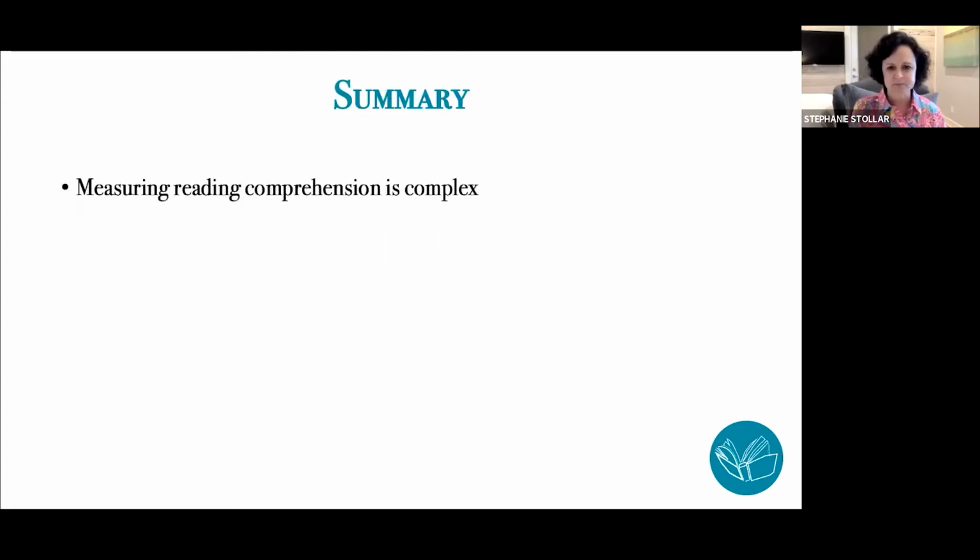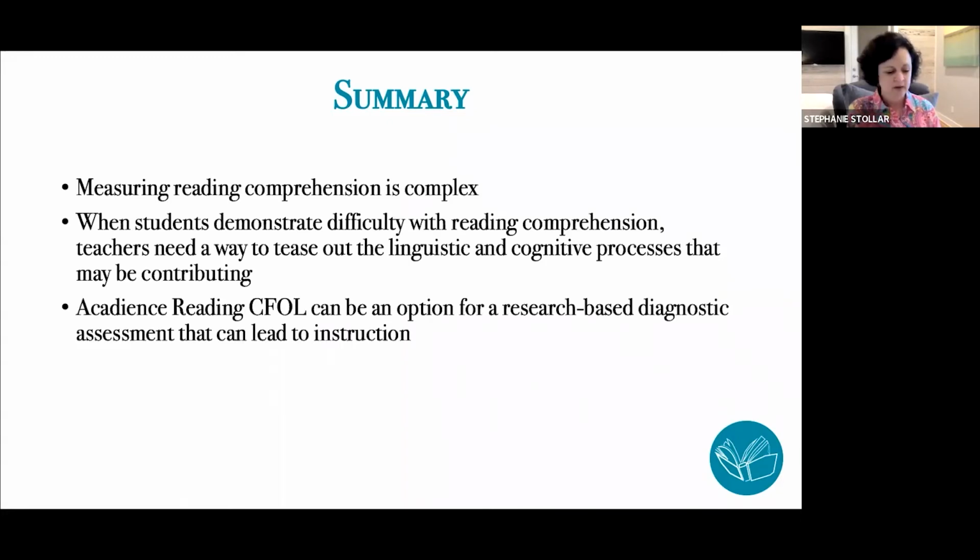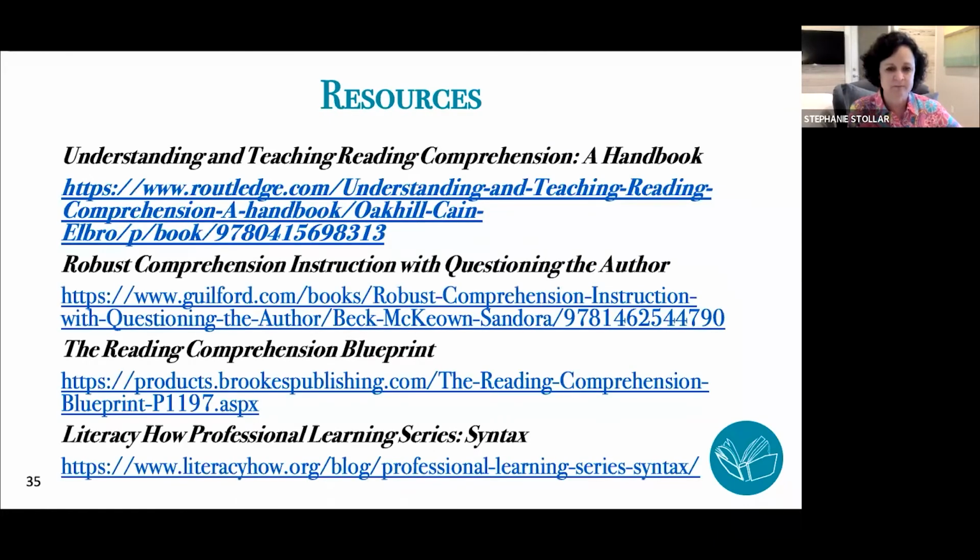So to summarize, as we started out, measuring reading comprehension is a complex activity. There is not a lot of agreement in terms of even what the construct of reading comprehension is, how it develops, what's related to it. And so measuring it is quite complex. When students have difficulty with reading comprehension, teachers need a way to tease out those underlying linguistic and cognitive processes, to sort through what's at the heart of that reading comprehension problem beyond strategies. Acadience Reading CFAL, Comprehension, Fluency, and Oral Language, is one option as a research-based assessment that is also teacher-friendly and linked to instruction. So I have a couple of slides here that include some resources that might be helpful, some of which I have mentioned, others that I haven't mentioned.